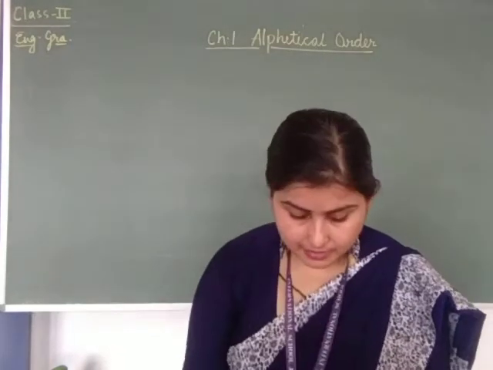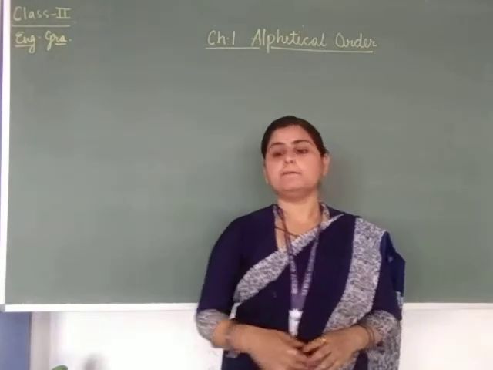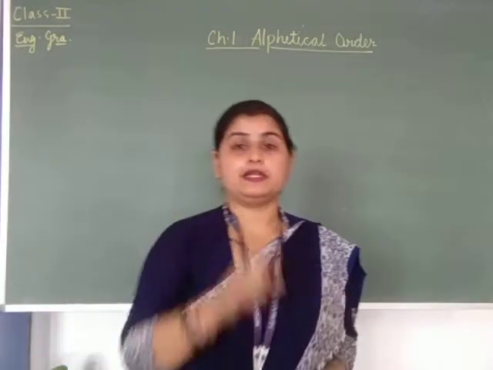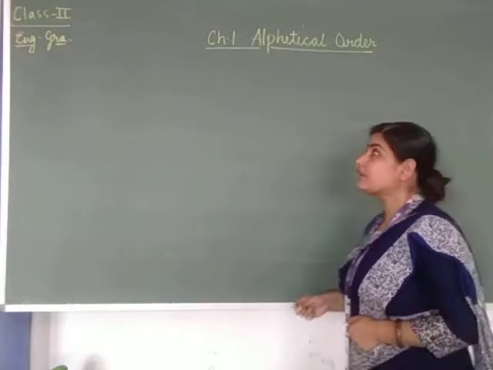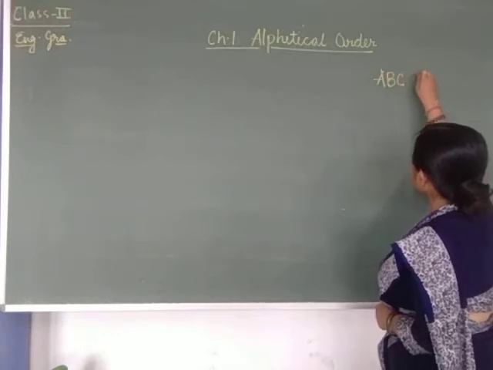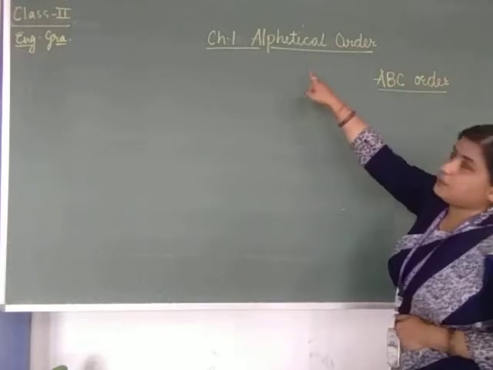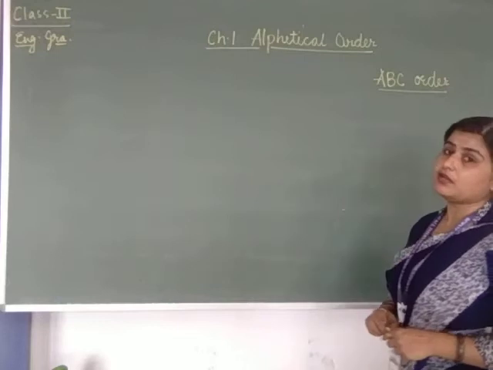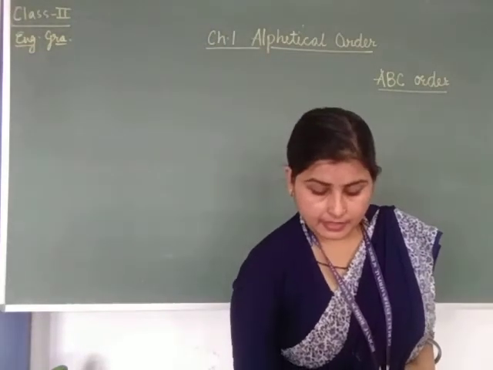Now let us first understand what alphabetical order is. Before making you understand what alphabetical order is, let me tell you one interesting thing: alphabetical order is also known as ABC order. That means alphabetical order has another name, that is called ABC order. Alphabetical order को ABC order भी बोला जाता है.